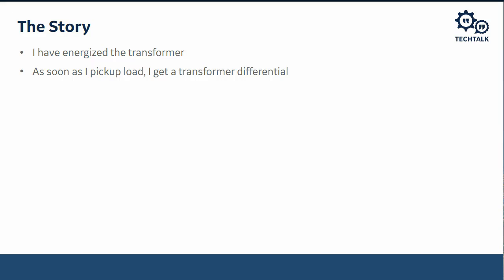Well, let's see if we can isolate this problem. So where is the problem and where is it not? Well, as it turns out, there's actually two transformers at this site. And both transformers have been wired, the relays for both transformers have been wired the same. This problem, as soon as they pick up load, they get a transformer differential trip. It only exists on one of those two transformers.